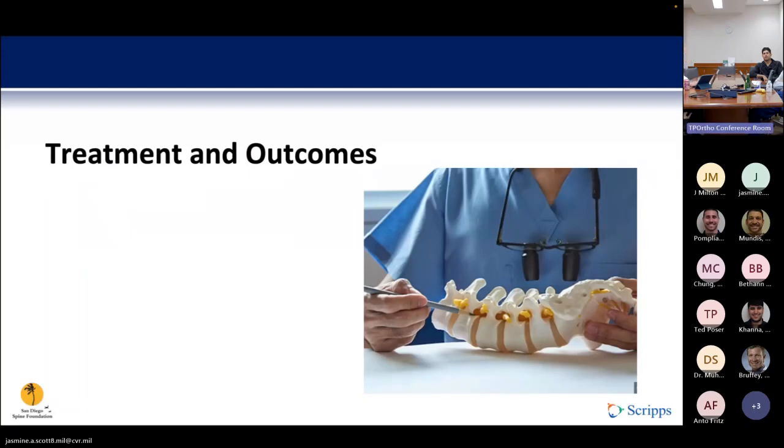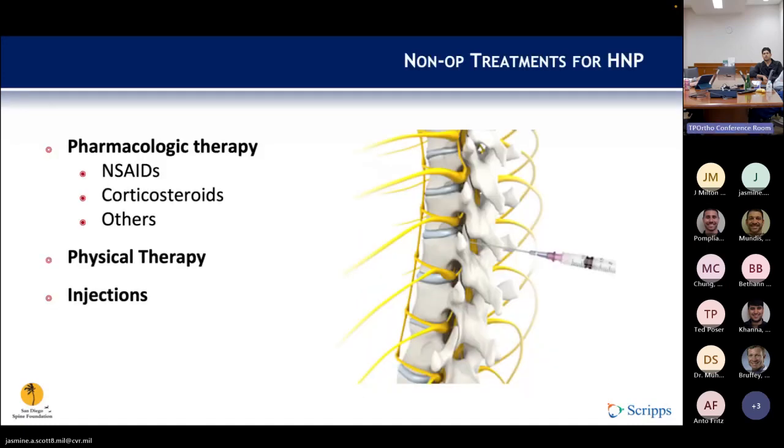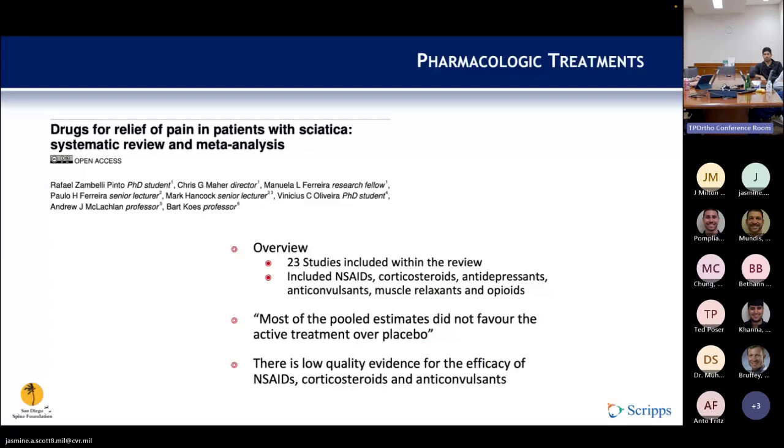All right. So how do we take care of these patients and help make them better? We won't spend a ton of time on the non-op treatments for HNP. I will go quickly over some of the literature. This study is actually from a pain journal. It's a systematic review that looked at a variety of different oral pain medications, and this is a quote from the paper: most of the pooled estimates did not favor the active treatment over placebo for any of these oral medications, and low quality for the efficacy.